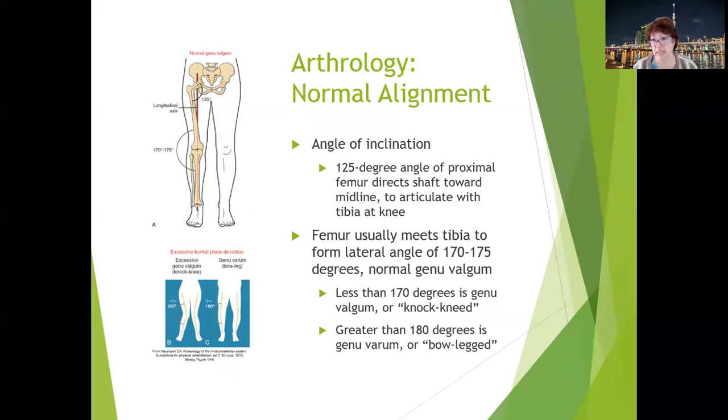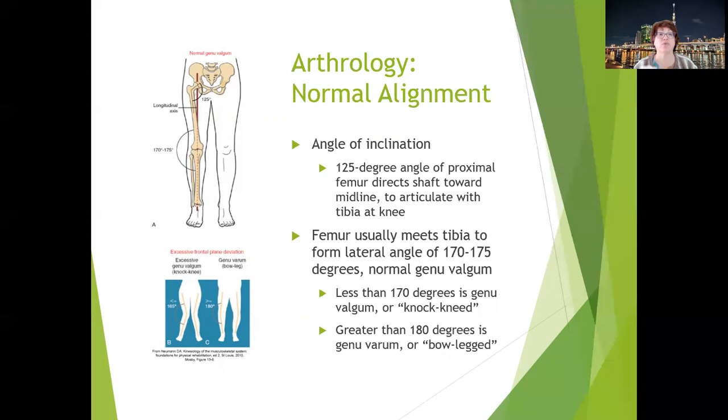Genu means knee in Latin, and valgum is the knees going in towards each other. The way I remember that is with valgum, the knees are gummed together. So less than 170 degrees is genu valgum or knock-kneed. Greater than 180 degrees is genu varum or bow-legged. If you have an increased angle of inclination, the head of the femur is going to have to move inferiorly in order to articulate with the acetabulum correctly.